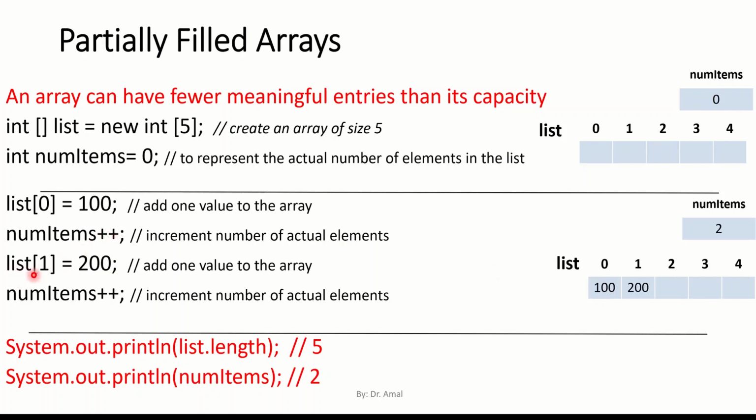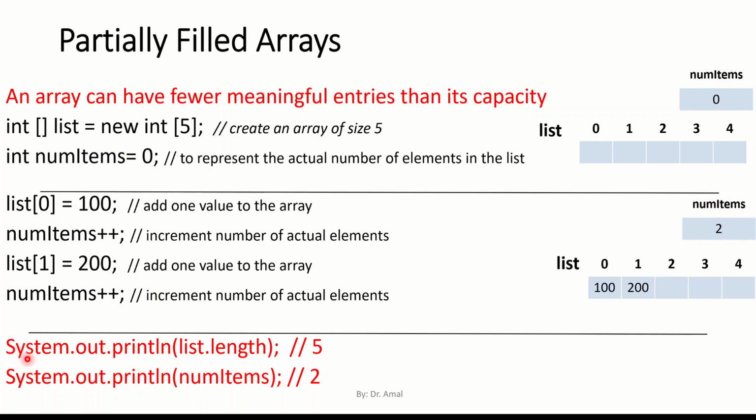If I also say list[1] = 200, it means I'm adding another value. So here in location 0, I have 100. In location 1, I have 200. And that's why I have to say numberOfItems++. So it means numberOfItems will be 2. Initially it was 0. We added 100, so numberOfItems became 1. We added 200, numberOfItems became 2. So whenever we add an item, we will increment the number of items to represent how many values we have.